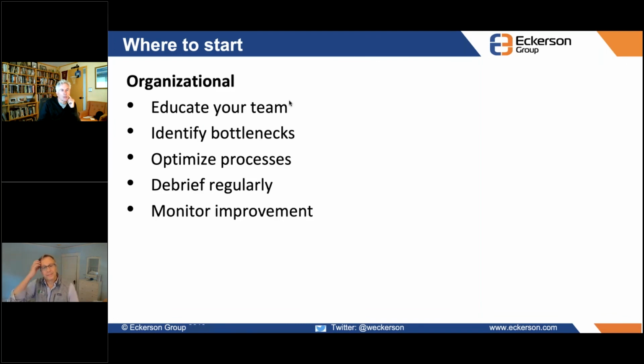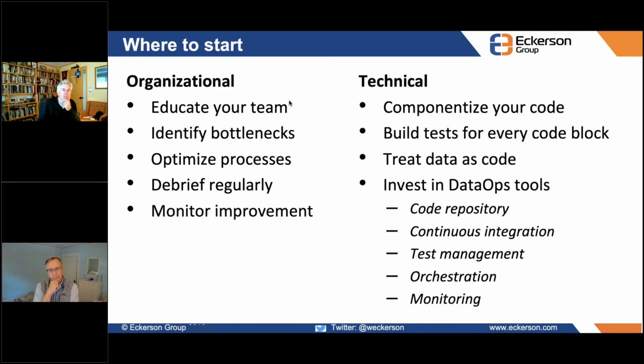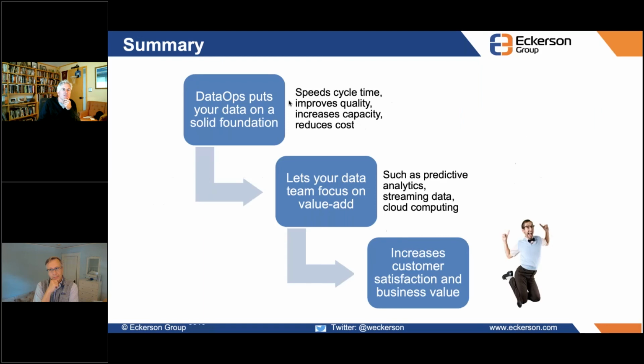I think we've talked about all the things, where to start. We talked about educate your team. You're doing that now. Identify bottlenecks, figure out how to address those. Spend a lot of time thinking about how to improve your bottlenecks, and then monitor your improvement with the tools that Chris just told you. Componentize your code, build tests for every code block, treat data as code, and invest in DataOps tools. And if you do that, DataOps puts your data on a solid foundation, does all the stuff we said it can do: speed cycle time, improve quality, increases the capacity of your team to do more.